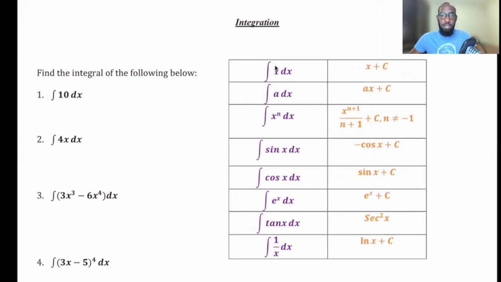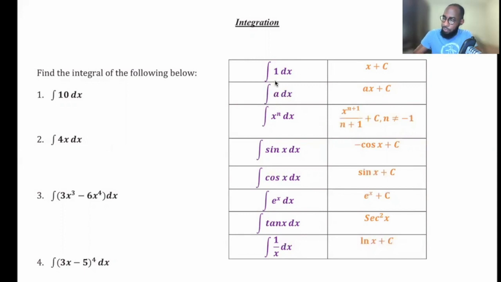All right, so the integral of 1 is x plus c. The integral of a, where a could be any number, is ax plus c. We are going to use 1 and 2, which is like the same thing. The first one is using an actual number. The second one is using a, where a could be any number. They simply said the integral of any number, you multiply x by it and you add c. There's a reason for that.